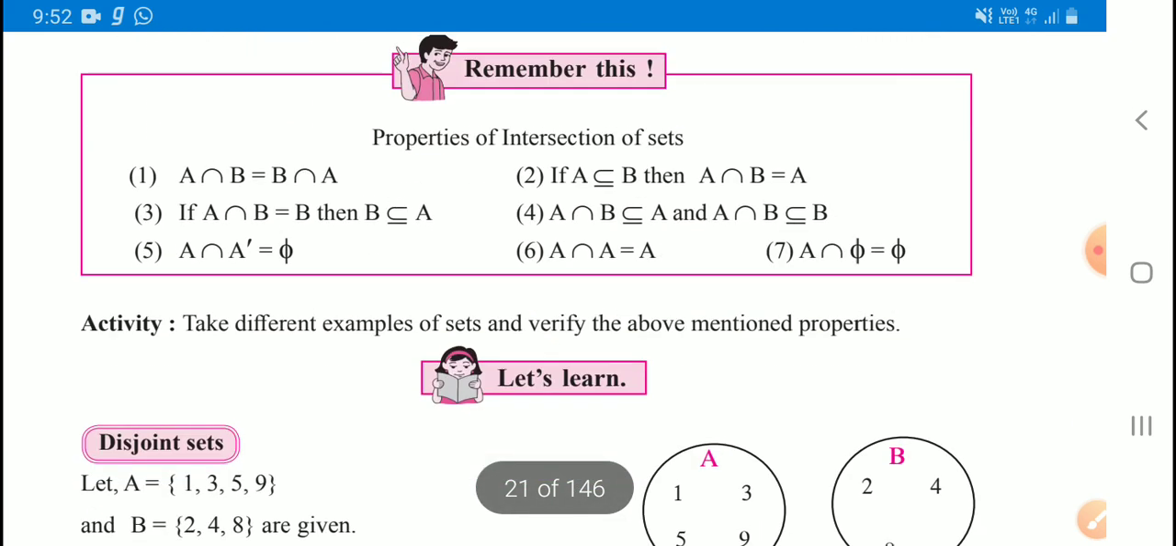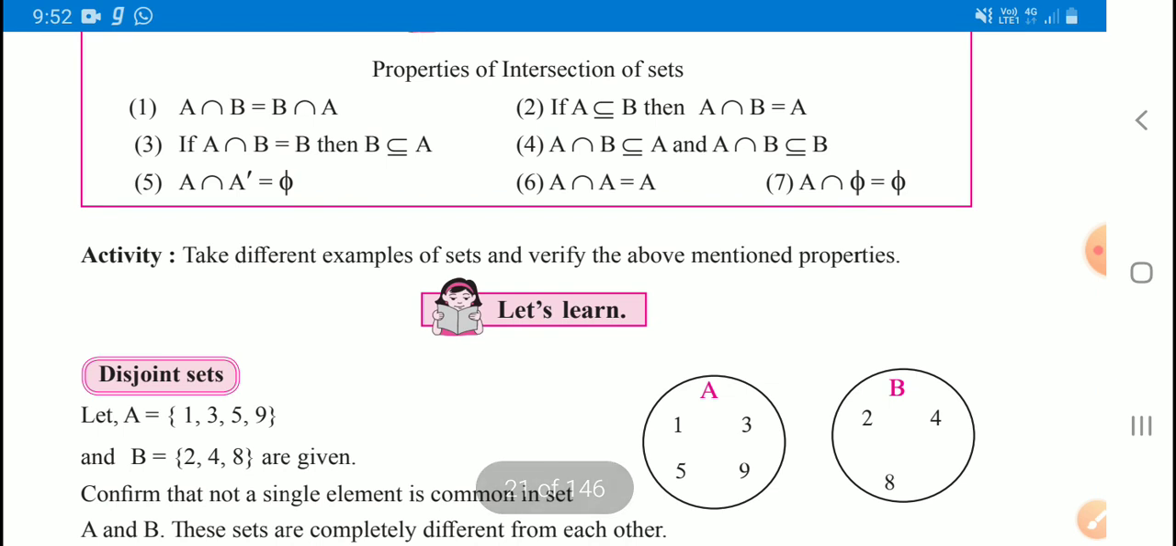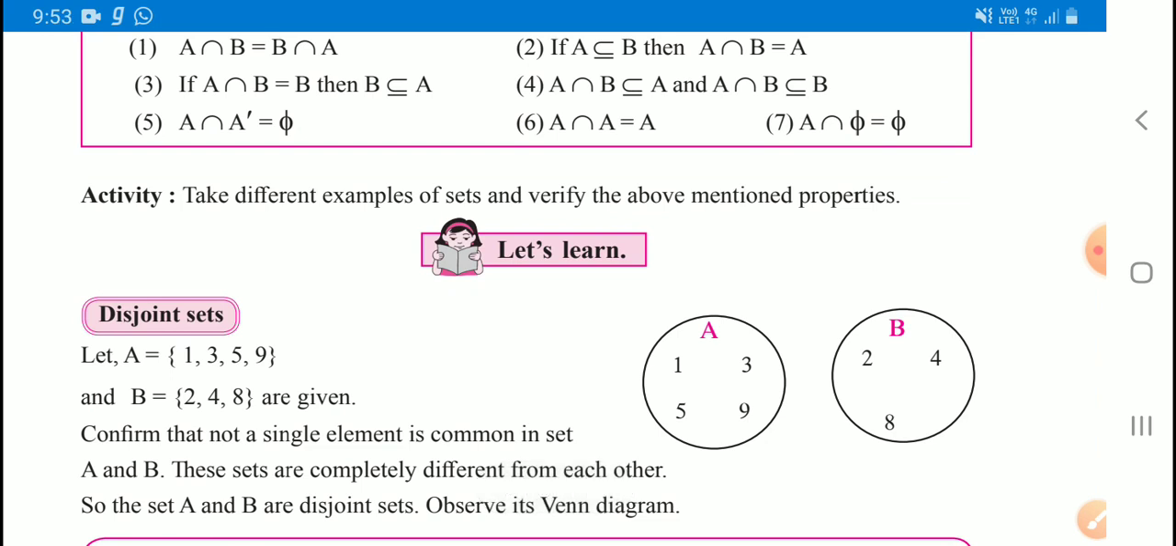Now we will see the properties of intersection of sets. First property is A intersection B is equal to B intersection A. It means that common elements from A and B are equal to common elements from B and A. Second property is if A is a subset of B, then A intersection B is equal to A. A is a subset of B means all the elements of A are present in the set B. Therefore, when we take out the common elements from A and B, we will get the set A.